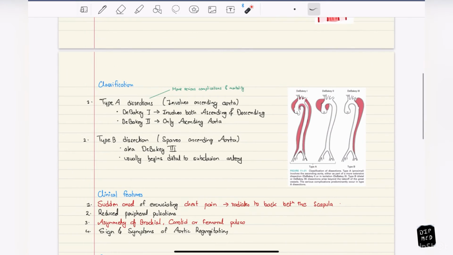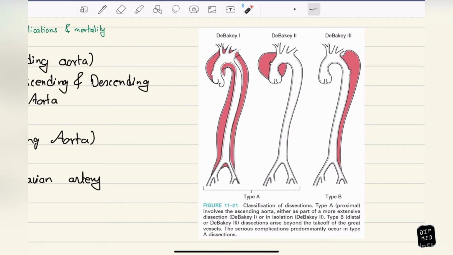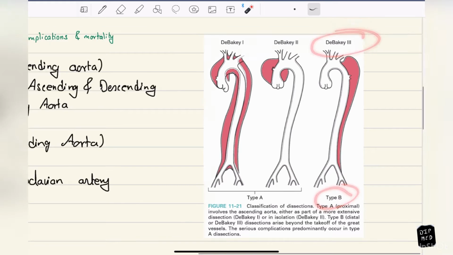Now on to the classification of aortic dissection. It is classified into two types, type A and type B. So type A is when aortic dissection occurs in the ascending aorta. If it spares the ascending aorta, we call it type B. All right. In type A also, it can involve both ascending and descending aorta. In that case, we call it DeBakey 1, or it can involve only the ascending aorta. We call it DeBakey 2, and DeBakey 3 means type B.